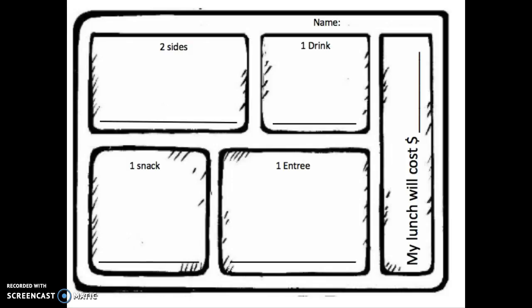Last, we have been learning about different kinds of money and currency. Think about how much your lunch should cost. My lunch will cost how many dollars? Write the number of how much you think your lunch will cost.